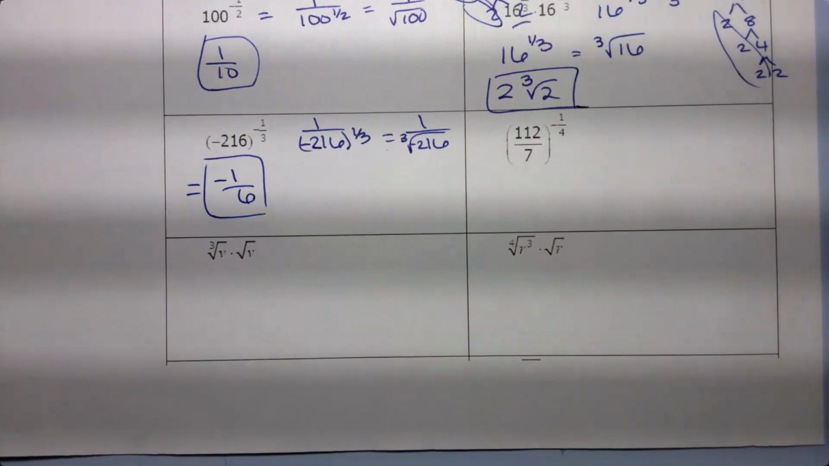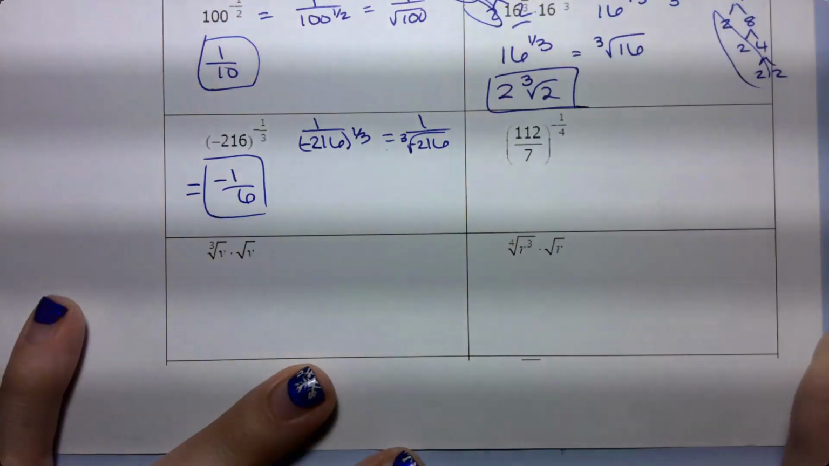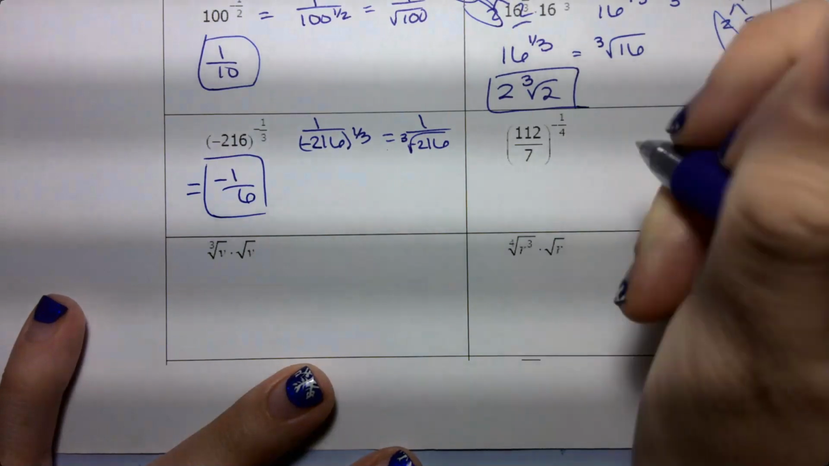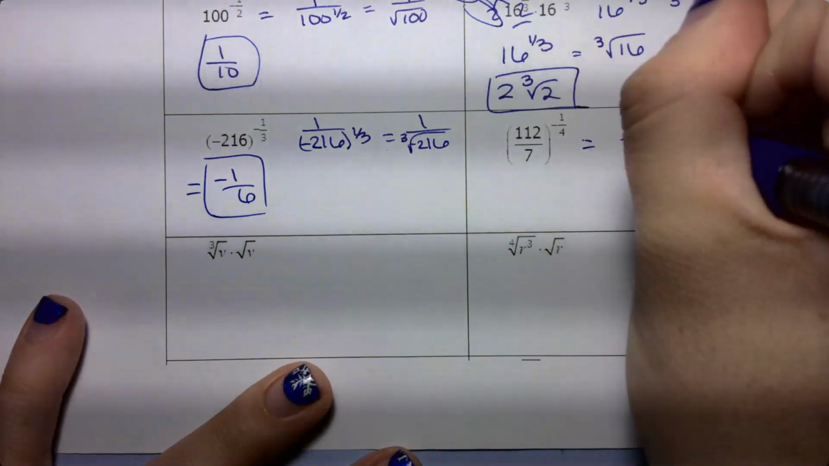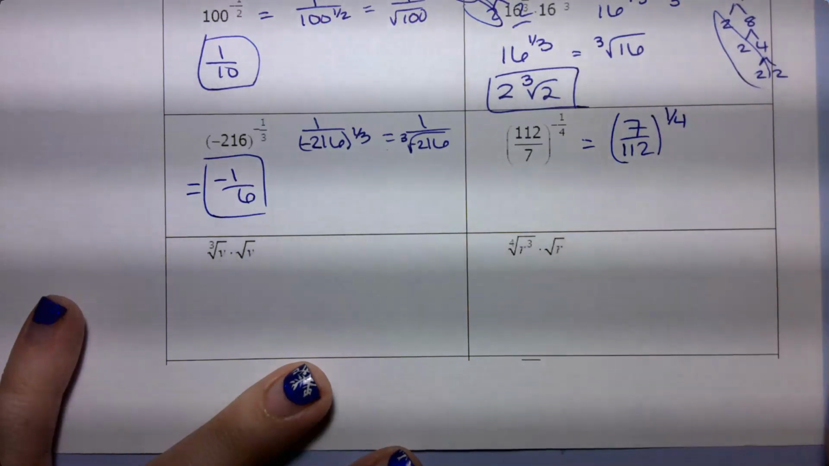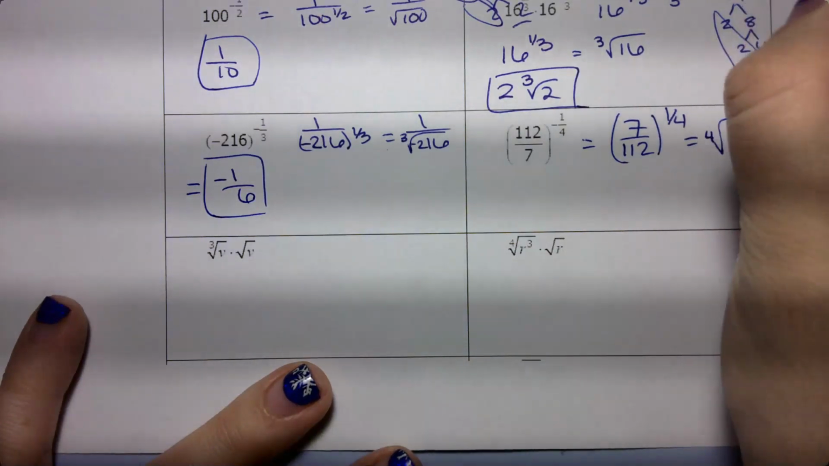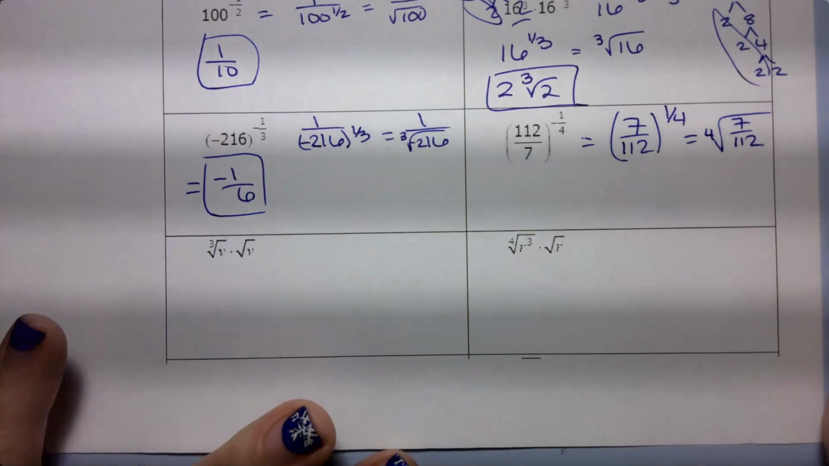Next one I have is 112 over 7 to the 1/4 power. Sorry, negative 1/4 power. So because this is a fraction with a negative exponent, I flip the fraction, and then I raise it to the 1/4 power, because I make the exponent positive now. So then I can rewrite this. This is the 4th root of 7 over 112.